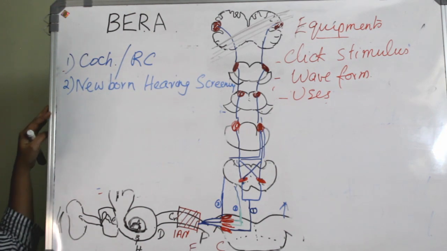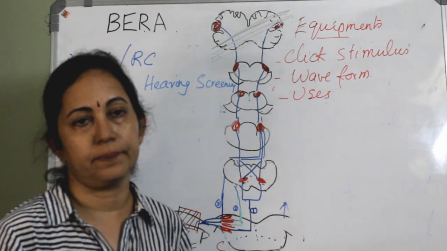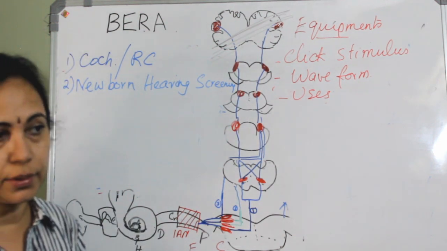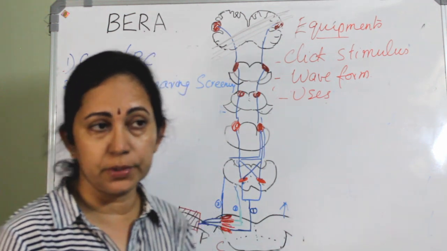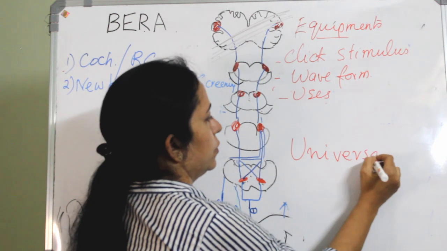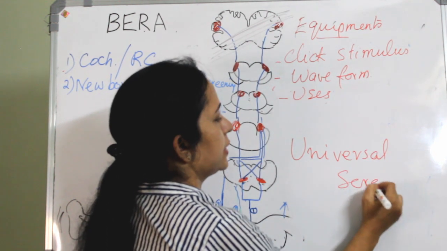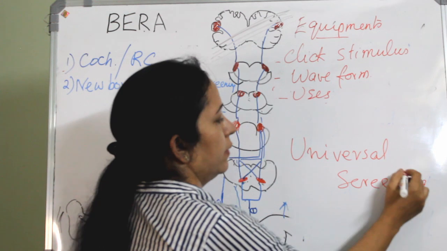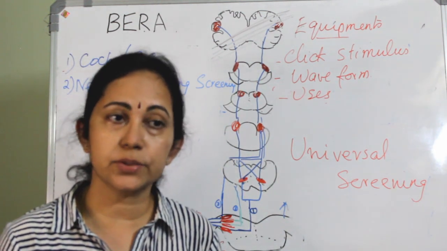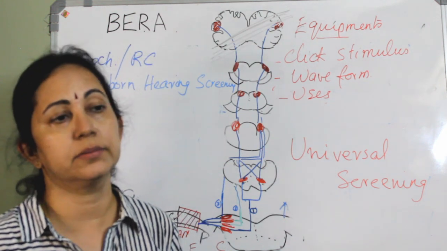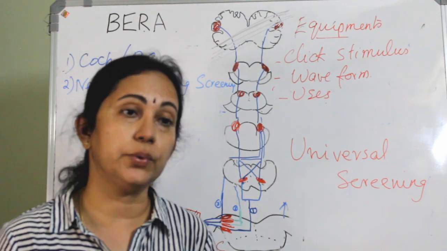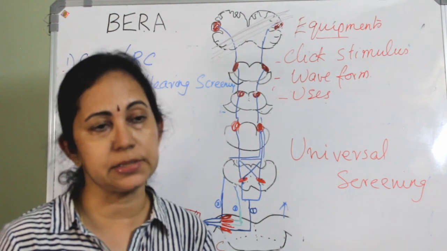The second is newborn hearing screening test. This can be used as a screening test for hearing loss in newborns. So now the new regime is universal screening, in all newborns, whether they are high risk or normal, regardless of high risk or normal birth. This screening of hearing is done in all newborns using otoacoustic emissions.